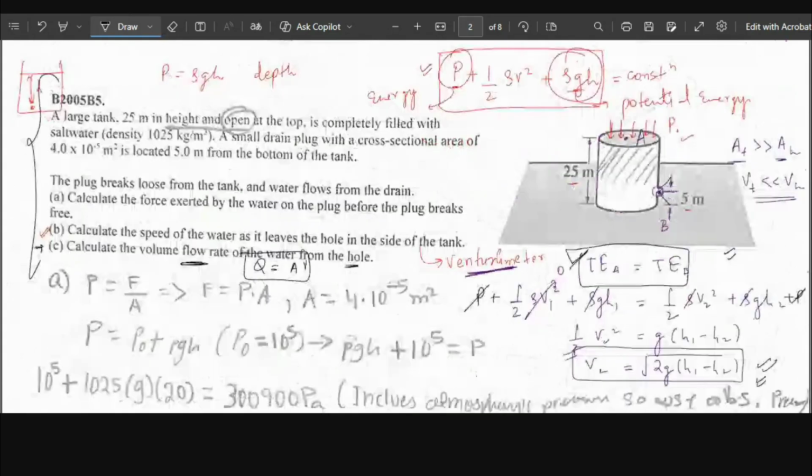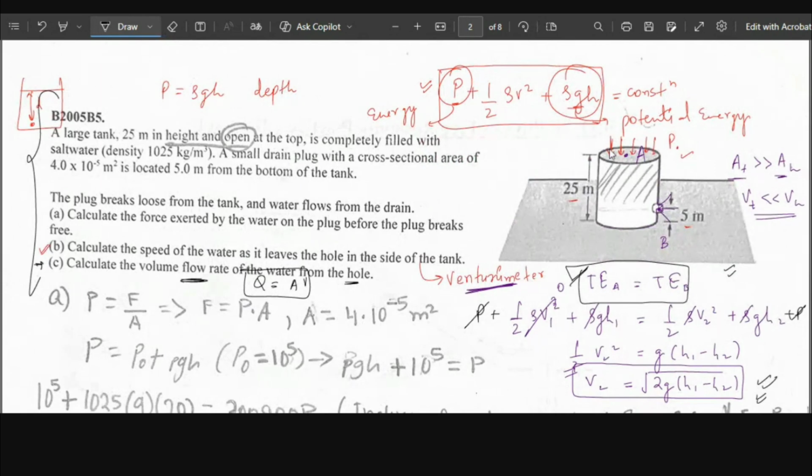This question gets a little bit tough if the container is closed. If the container is closed, the pressure at this point is not equal to the pressure at this point. Then you have to find the value of pressure. That will make a little bit of difference. Keep that in mind. If the container is not open at the top, as the question says, then you cannot take P equal to this P. The pressure is going to be different.